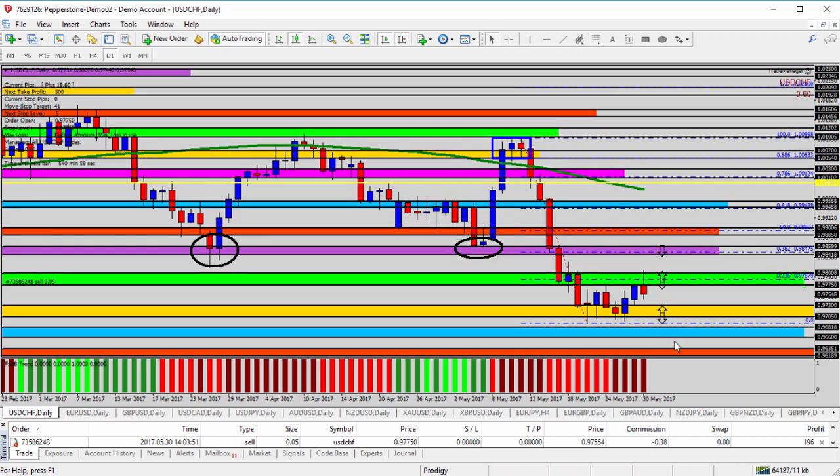We have several areas of support just underneath the dollar franc, or underneath the current support level, the yellow shaded area. And what we'll be looking for in the trade room is the reasoning behind the orange and the yellow shaded area later on today.